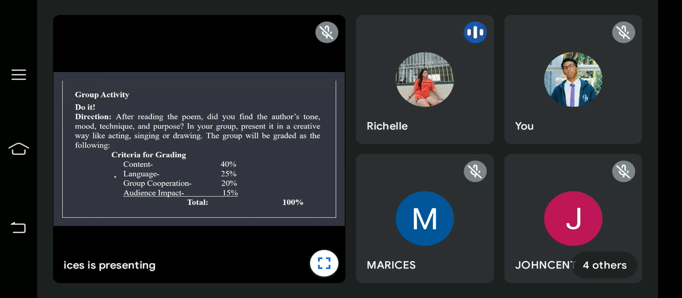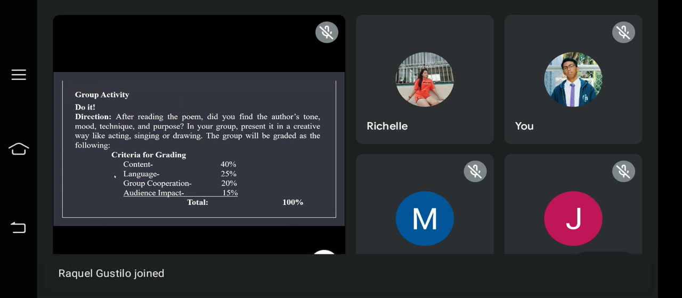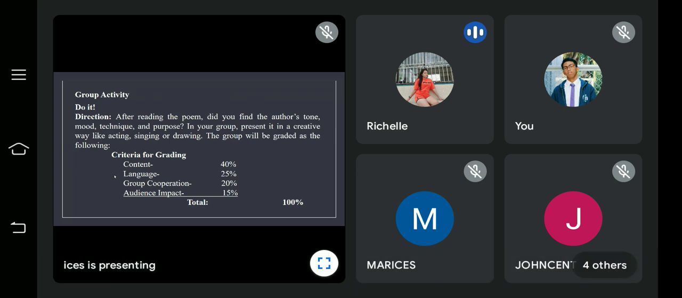Tomorrow, or next meeting rather, you will be presenting your group activity and you will be guided by this criteria or direction. In doing your group activity, first you will be finding the mood, purpose, and technique of the author, and then you will transform it to a digital or traditional poster, anything that you can do. So be as creative as you can. So the group will be graded. Your original assignment is here, since this serves only because we don't have enough time.